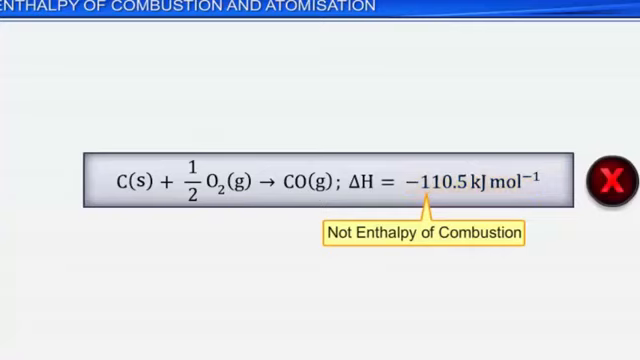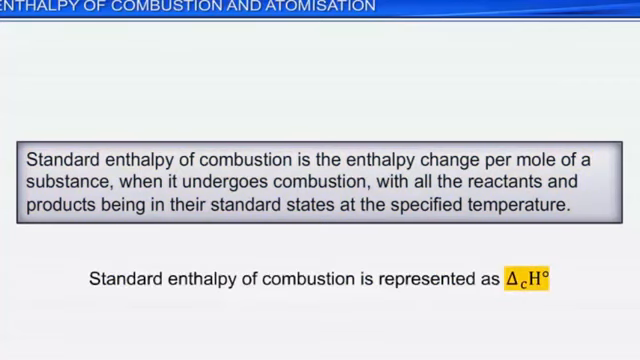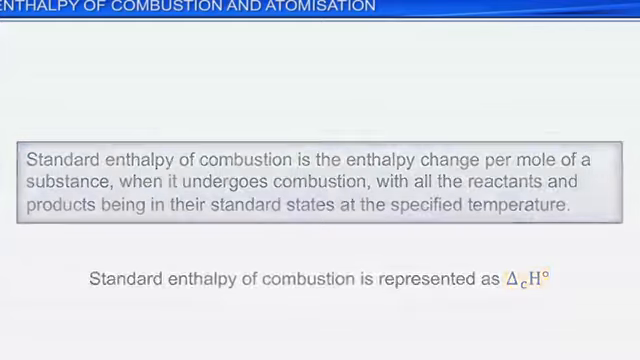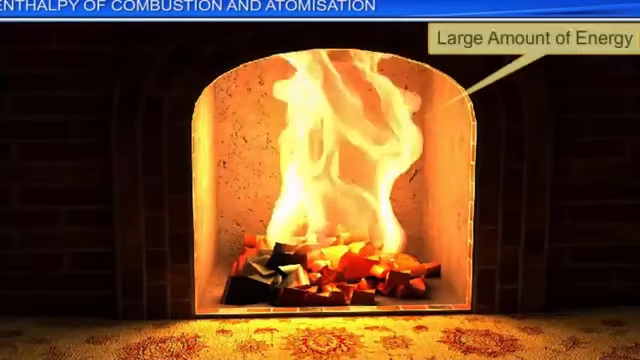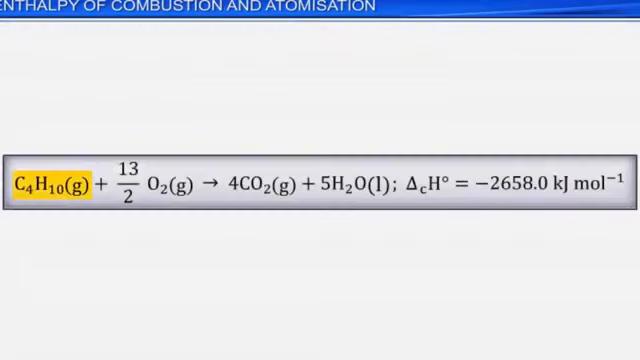Standard enthalpy of combustion is defined as the enthalpy change per mole of a substance when it undergoes combustion, with all the reactants and products being in their standard states at the specified temperature. It is represented by delta CH naught. Combustion reactions release large amounts of energy. For example, 1 mole of butane on complete combustion produces minus 2658 kilojoules per mole of energy.